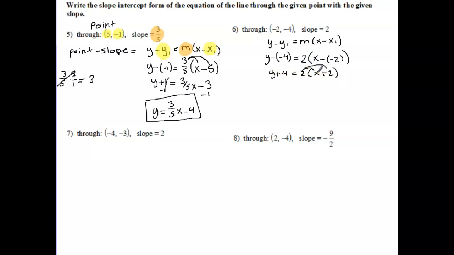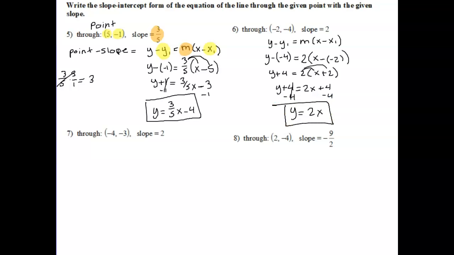Now I'll distribute my 2. Y plus 4 equals 2x plus 4, and subtract our 4 from both sides. So y equals 2x plus 0. Well, we don't need that plus 0. We can go ahead and leave it as just y is equal to 2 times x. So our equation here is just y equals 2x.